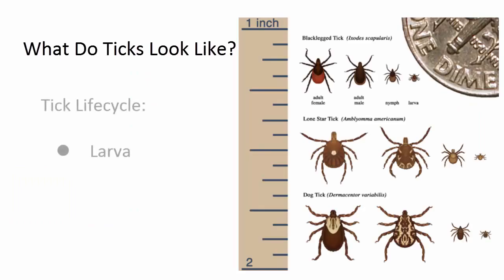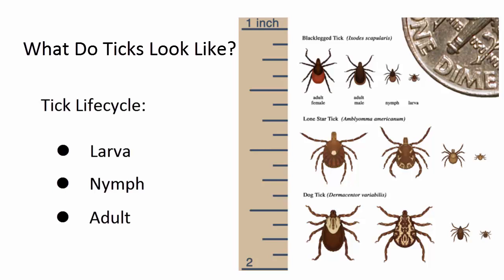The tick life cycle involves three feeding stages: larva, nymph, and adult. The drawing above shows the different stages of the deer tick, lone star tick, and dog tick. The larva of a dog tick is about the size of the period at the end of this sentence. A nymph is about the size of a poppy seed, and an adult is about the size of a sesame seed. A female adult deer tick has a reddish-brown body with a black dorsal shield.